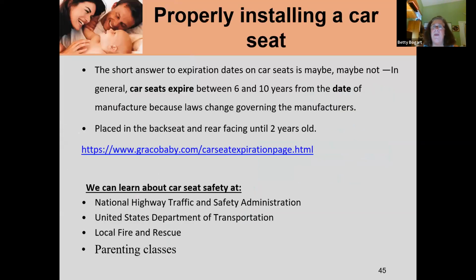How do you know when a car seat is good or bad? Well, car seats do have a date stamped on them, either of expiration or the date they were made. There's a Scrocco baby that can show you when they expire, but it's usually 6 to 10 years from the date of production. If it's expired, it should not be used. It is not safe for an infant or a child. And at age 2, I had a hard time because my little grandson was only 24 pounds at age 2.